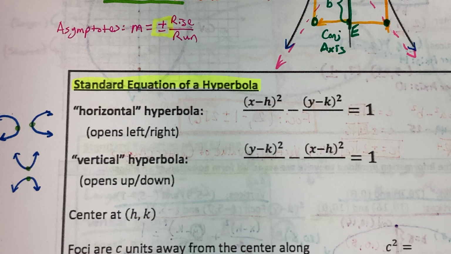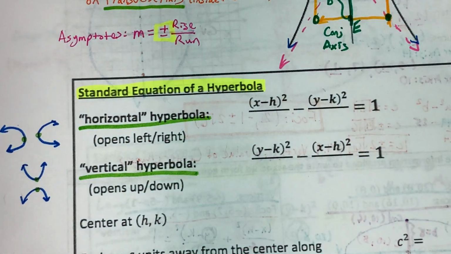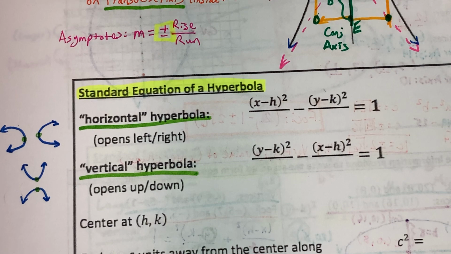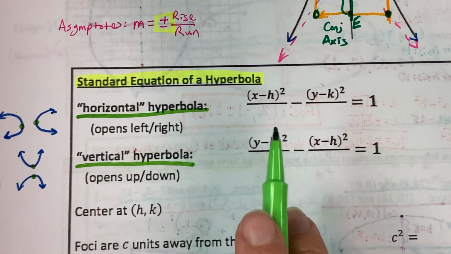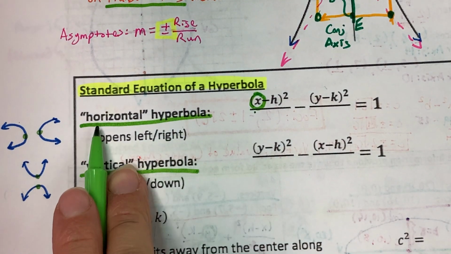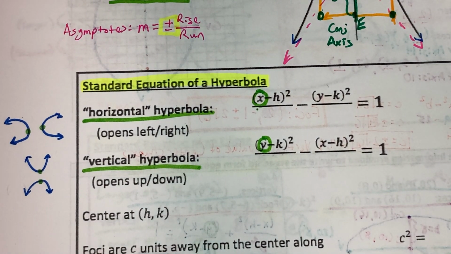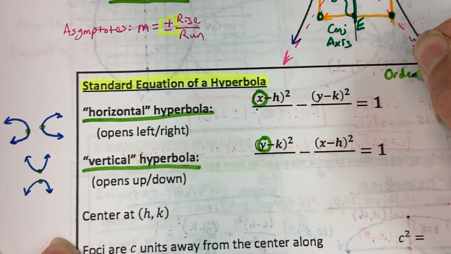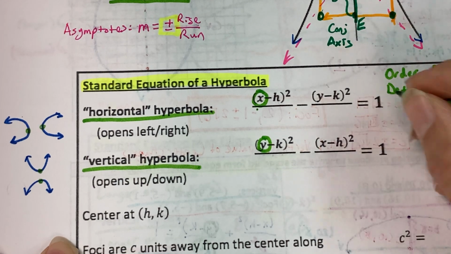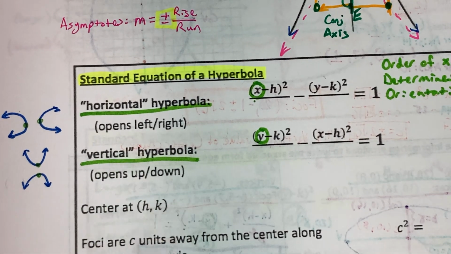So notice that I have a horizontal hyperbola and a vertical hyperbola. So I do have an orientation for these. Now, unlike ellipses, where I determined horizontal or vertical based on the bigger value and which it was below, you determine your direction based on which variable is first in the equation. So, because x is first in my equation, this is a horizontal hyperbola. In this one, because y is first, this one will be a vertical hyperbola. So I want you to state that order of x and y determines orientation, or the direction. So it determines whether it is horizontal or vertical.